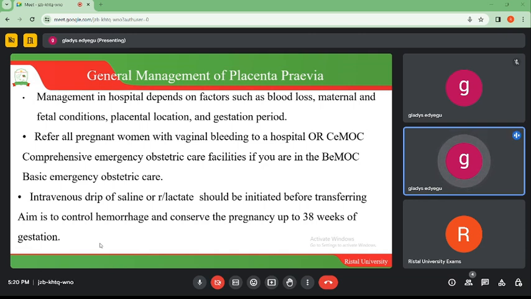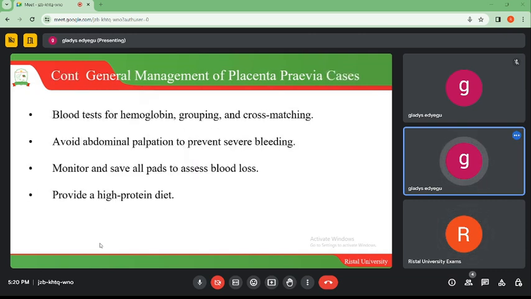and this mother can be resuscitated until she reaches the CMOC facility. So the aim is just to control hemorrhage and conserve the pregnancy up to 38 weeks of gestation. But if you cannot control hemorrhage, then this mother has to be delivered immediately. Blood test for hemoglobin, and cross-matching has to be done. That is in the general management.